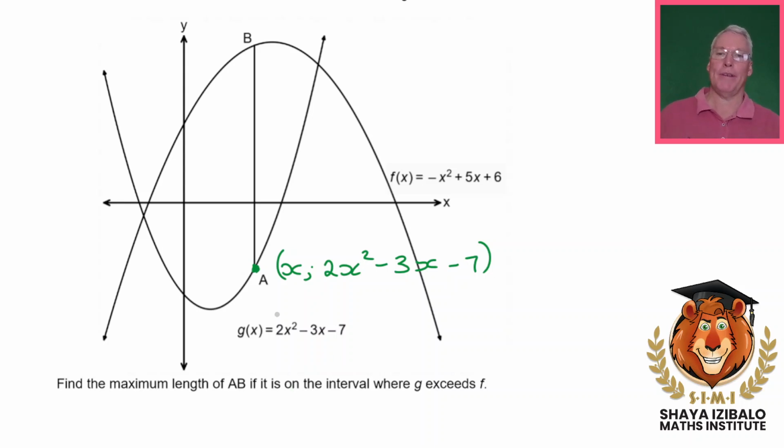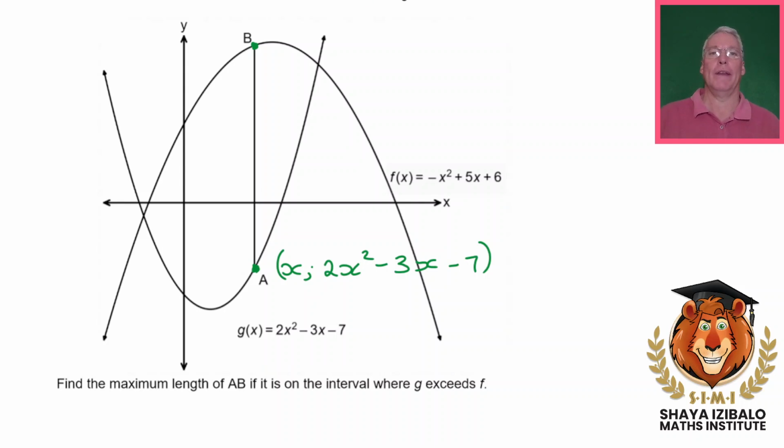If we take a specific value, for example, suppose x was 1, then our y value would be 2 lots of 1 squared minus 3 lots of 1 minus 7. If x was 0, our y value would be 2 lots of 0 squared minus 3 lots of 0 minus 7. If this is x, then this value here is also x because this is a vertical line.